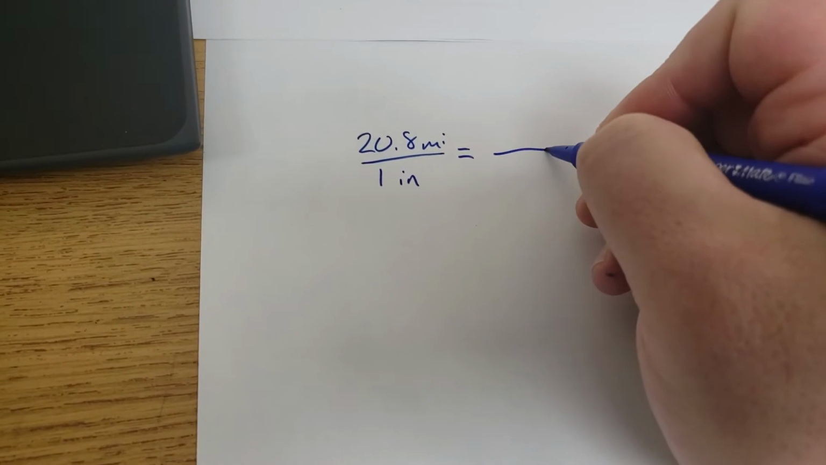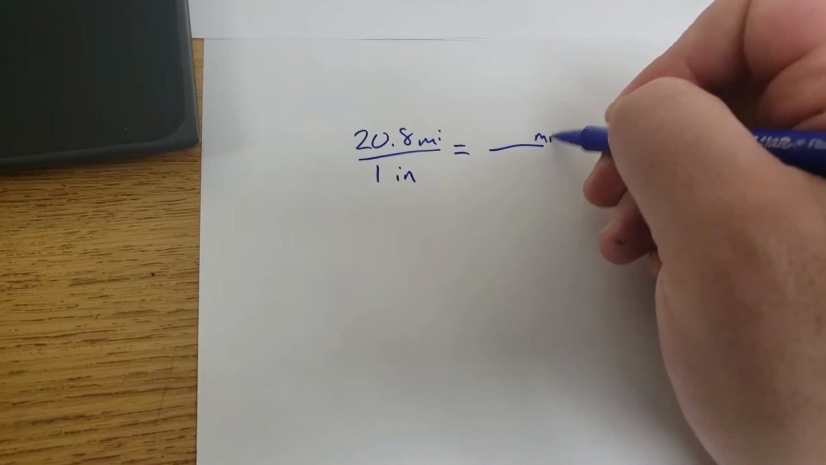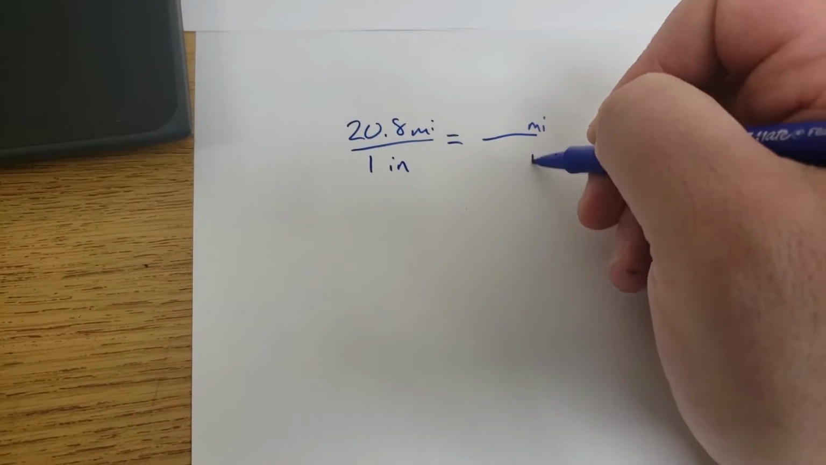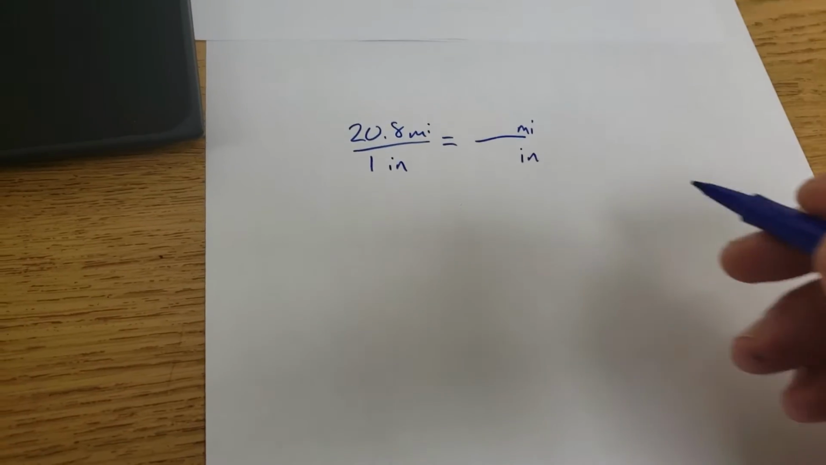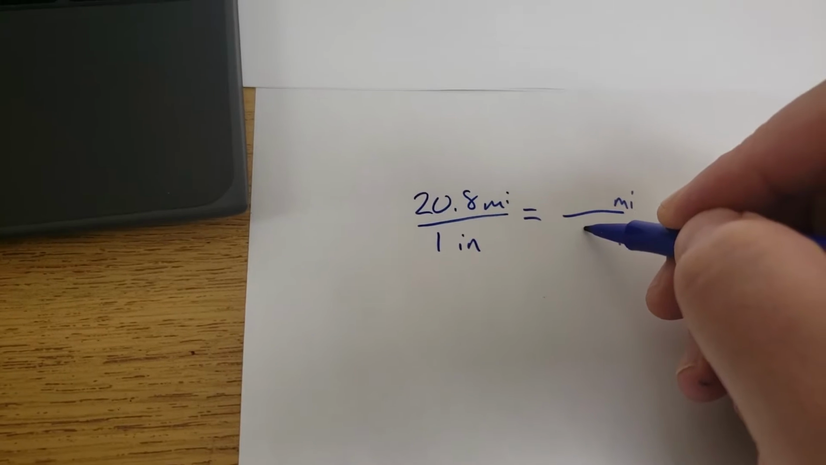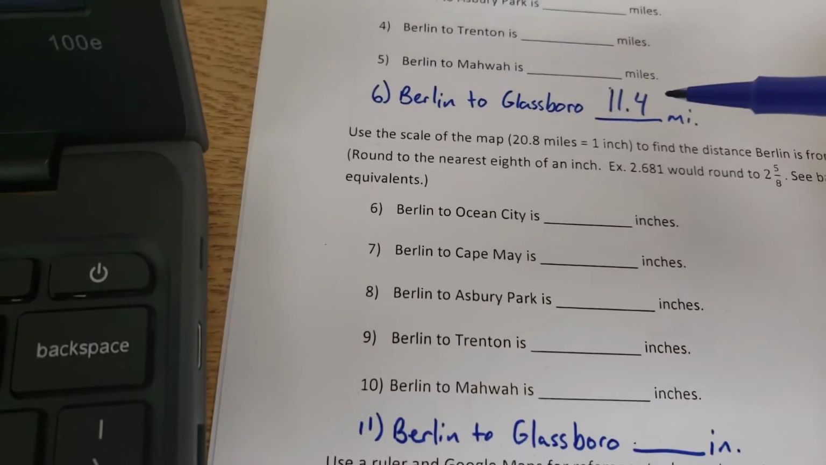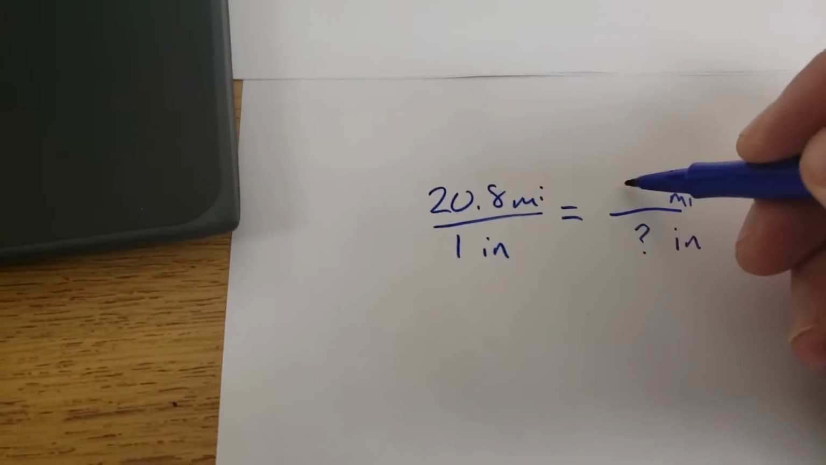And when I set up a proportion, I've got to make sure that if miles is the label on top, miles has to be the label on top. If inches is on bottom, inches has to be on bottom. Now again, I'm trying to find how many inches. So that's the thing that we don't know. That's our question mark that we're trying to find. What I do know is that Glassboro is 11.4 miles away. So I can put that in here.